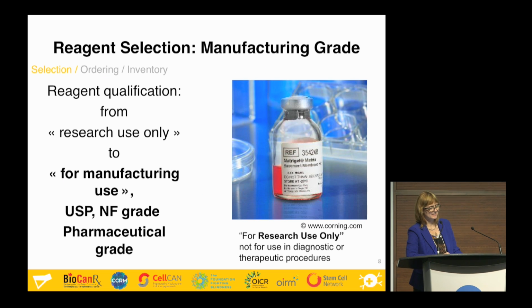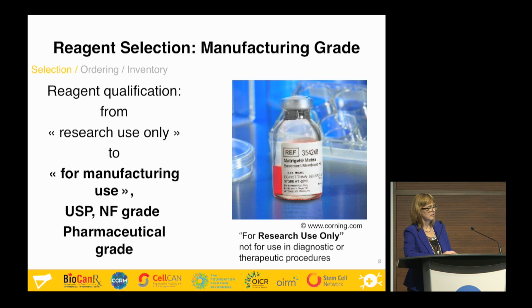This leads me to my first example, the reagent selection. When you made your first doses of your new cell product or biologic, you certainly used a lot of reagents that are declared for research use only. They are not for use in diagnostics and they are not for therapeutic procedures. Therefore, you cannot simply use them in the production of a product that will be injected or otherwise delivered to humans. You have to change the grade of your reagent. You need to upgrade to manufacturing use products.